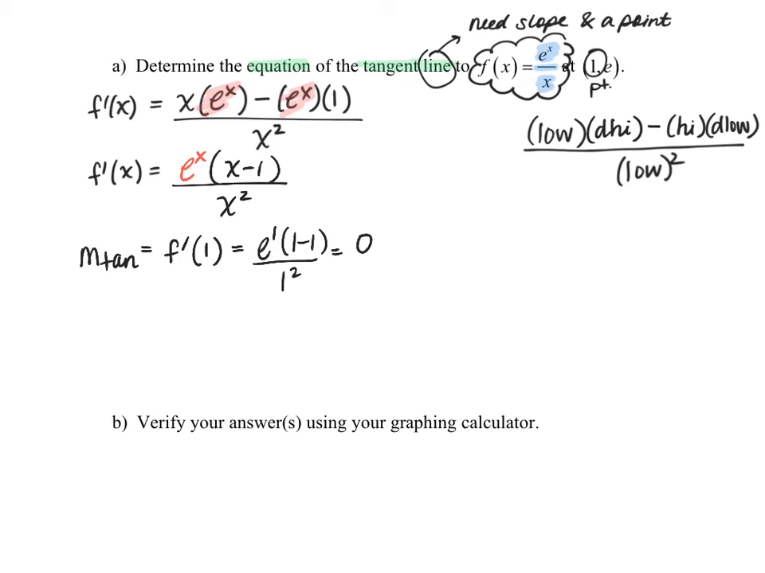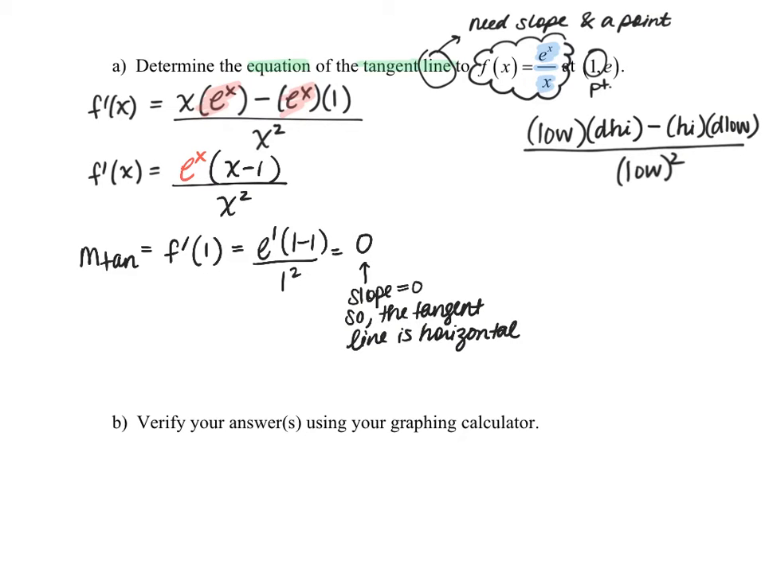That's kind of interesting. Think about what that means. Remember, this is the slope of the tangent line. So if the tangent line has a slope of 0, you have to think, what type of line has a slope of 0? A horizontal line does. So our slope is equal to 0, so the tangent line is horizontal. So we're really trying to write the equation for a horizontal line in this case.